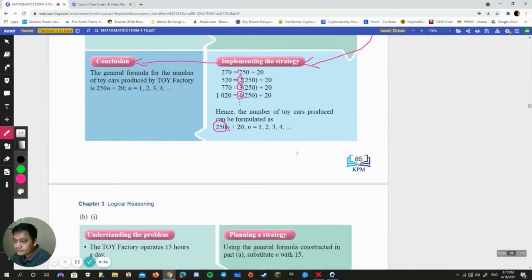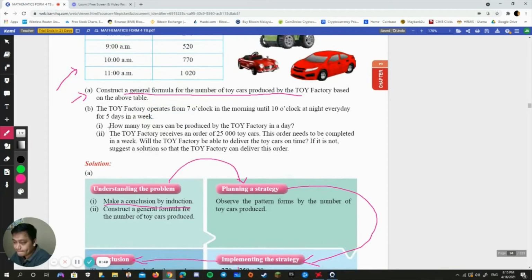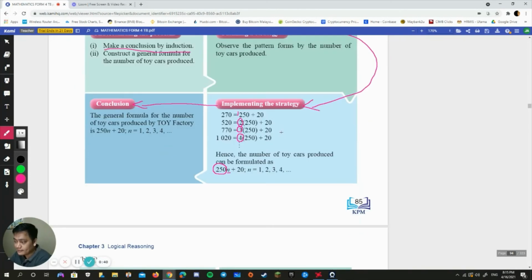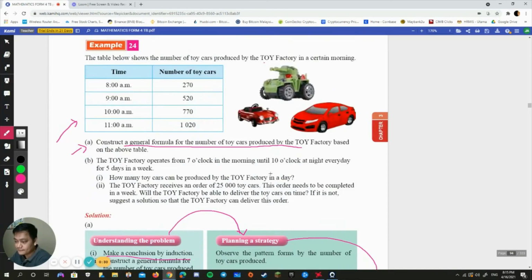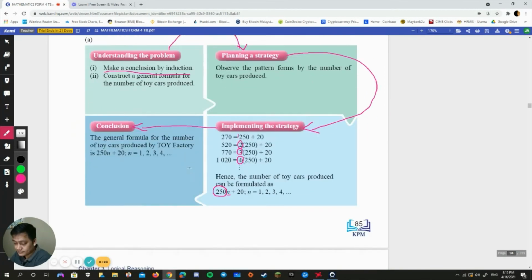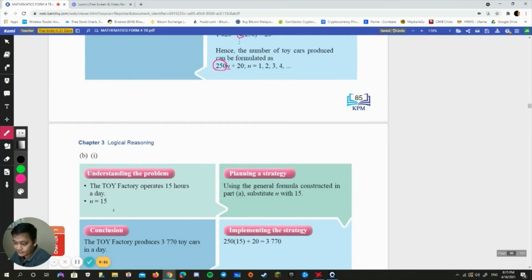Alright, then B. Take a look at B. How many toy cars can be produced by the toy factory in a day? In a day. Okay, you know that the toy factory operates 15 hours a day, from 7 o'clock until 10 o'clock. Alright? 15 hours a day. So this means the value of n is 15.